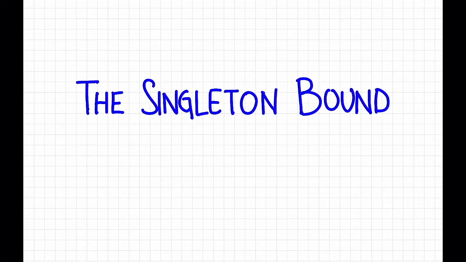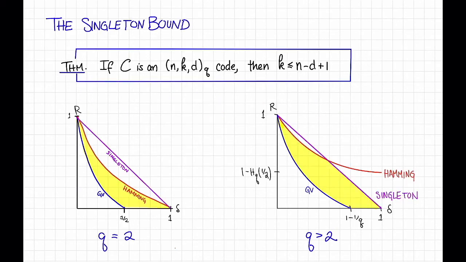In this video, we'll prove another impossibility result on the achievable trade-off between rate and distance, called the Singleton Bound. The Singleton Bound says the following. If C is an (n, k, d)_q code, that is, it has block length n, message length k, distance d over an alphabet of size q, then k is at most n minus d plus 1.